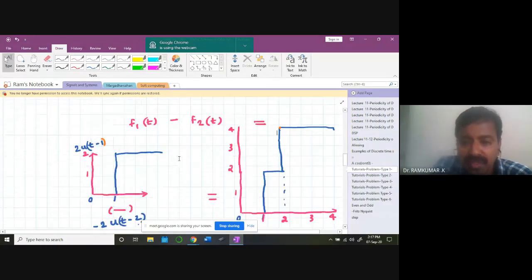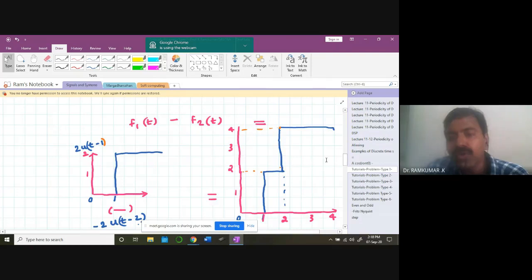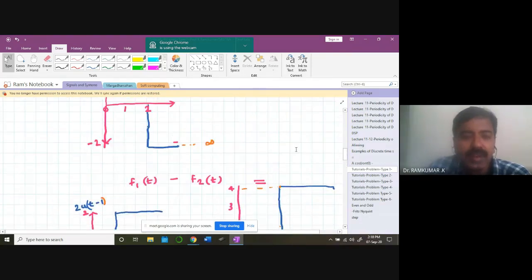Therefore, already 2 is here, till this point. And then from there, it's going to become 4. Till this point, it's already 2, and from there, it's going to become 4. So it goes on. Does anybody have difficulty in understanding this?